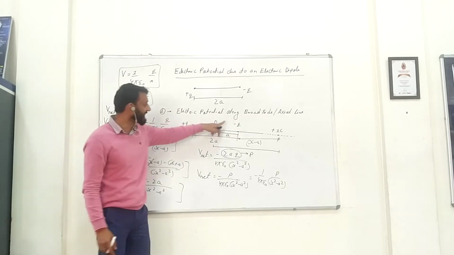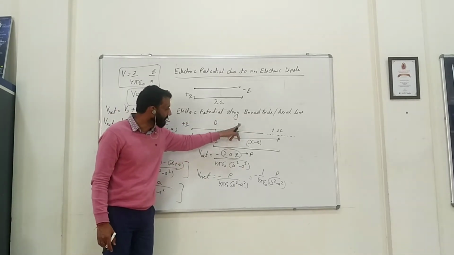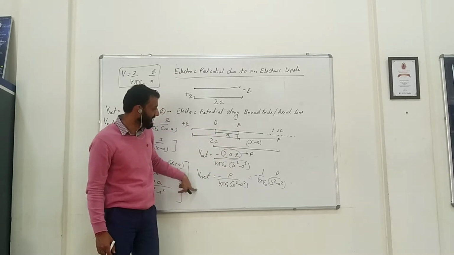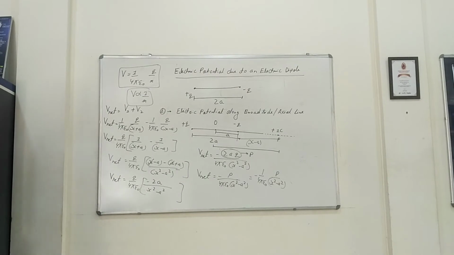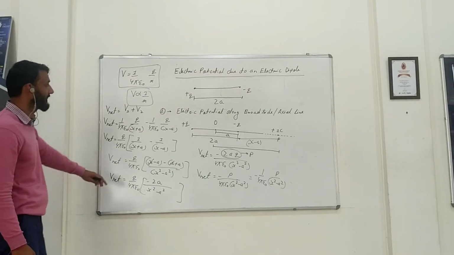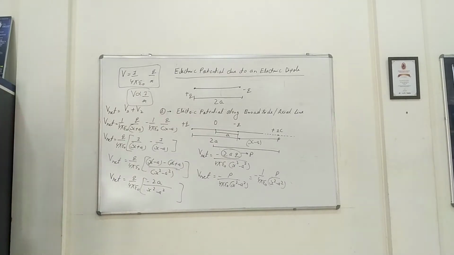So whose potential right now is dominating point P? The domination of electric potential at point P is because of this minus Q charge, and therefore this negative sign is coming. So this was the electric potential along the broadside and axial line.